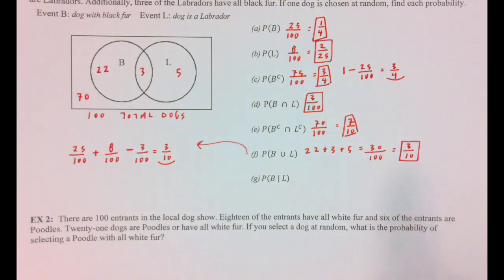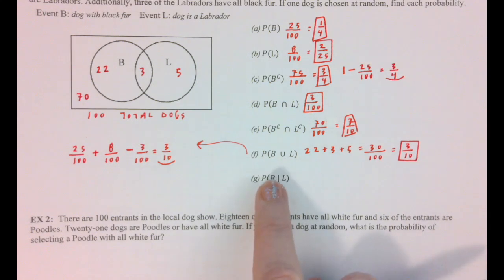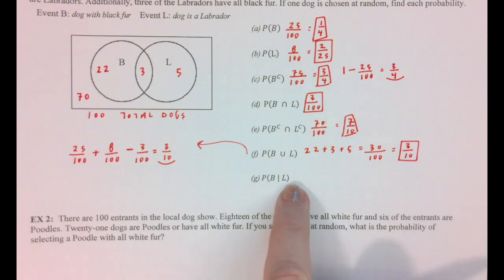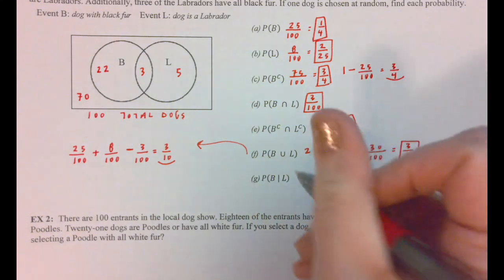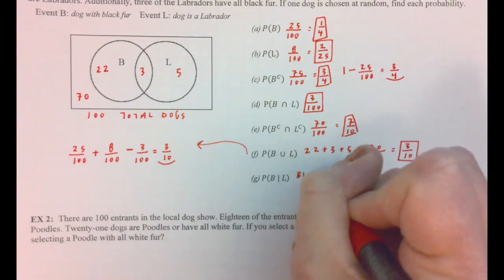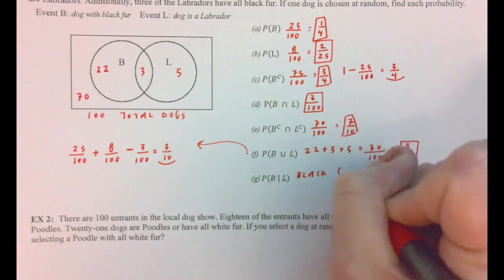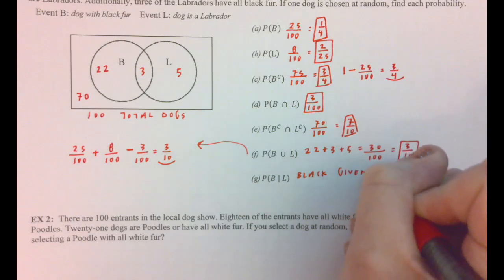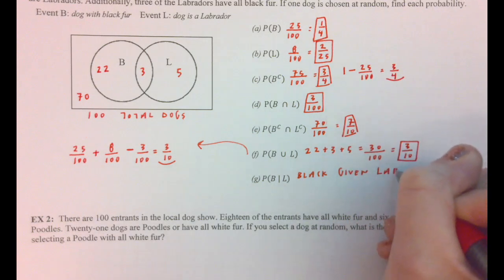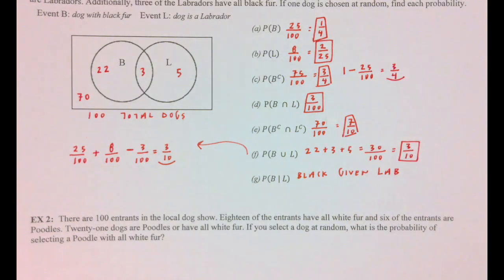Okay, lastly here, this notation means that we're looking at a dog with black fur, given that we've already selected a lab. So this reads as black given lab. So we're picking a black fur dog from our pool of labs.